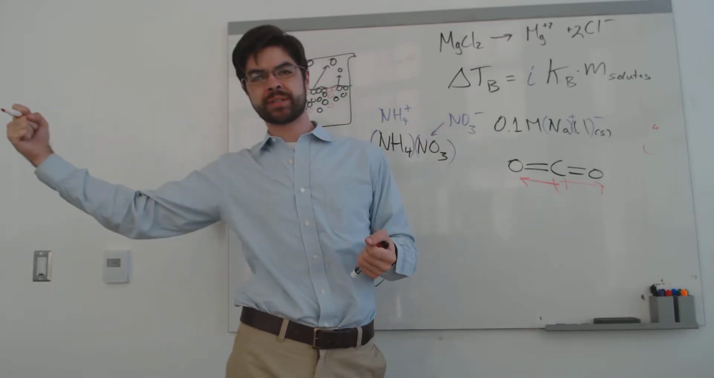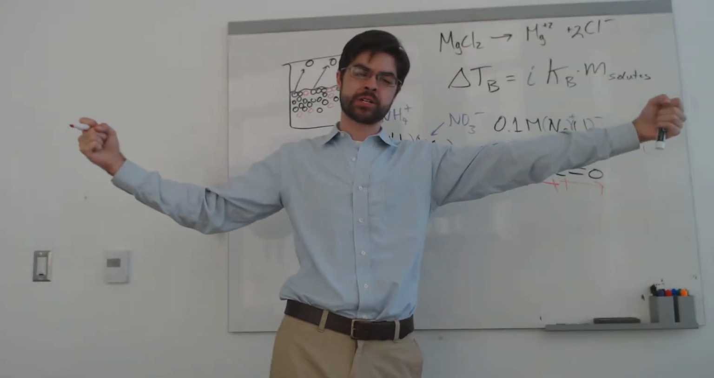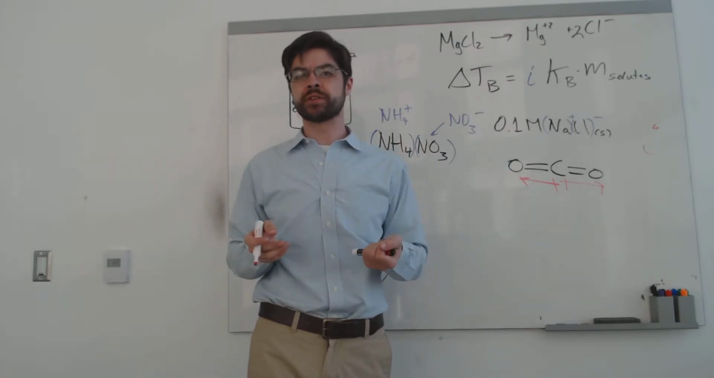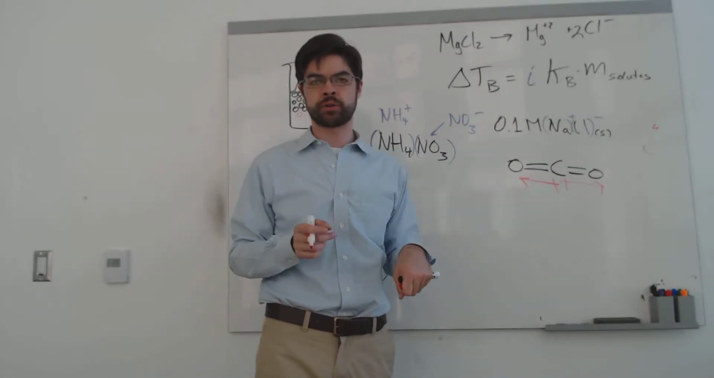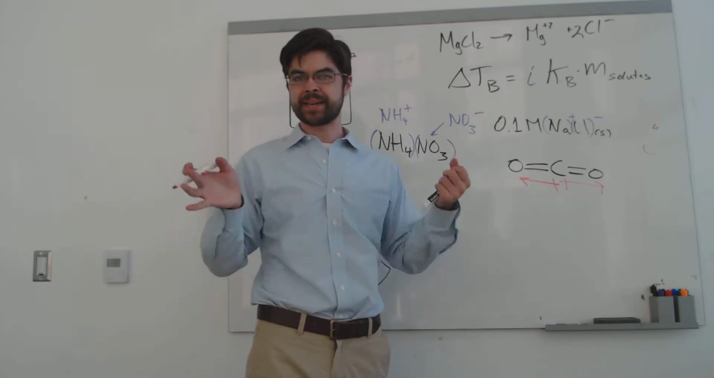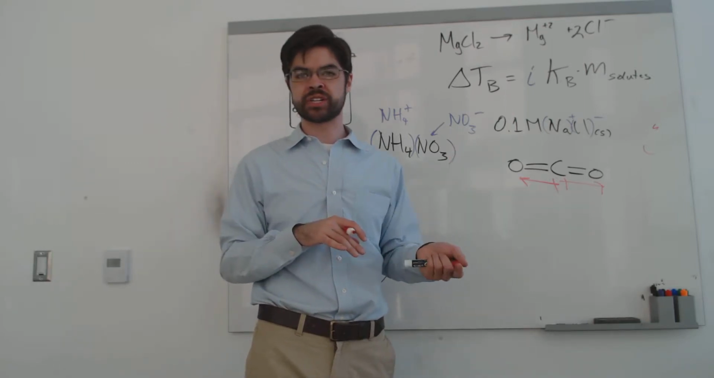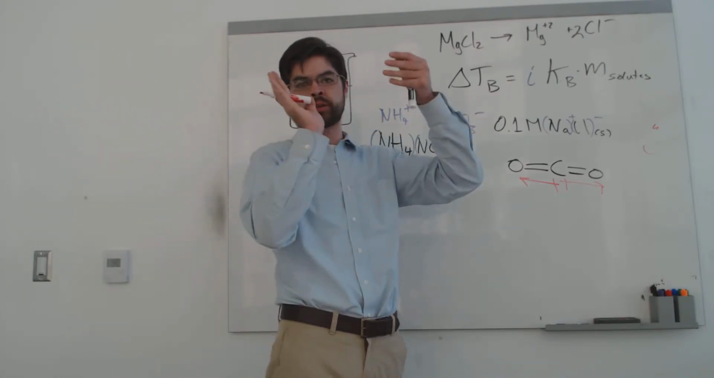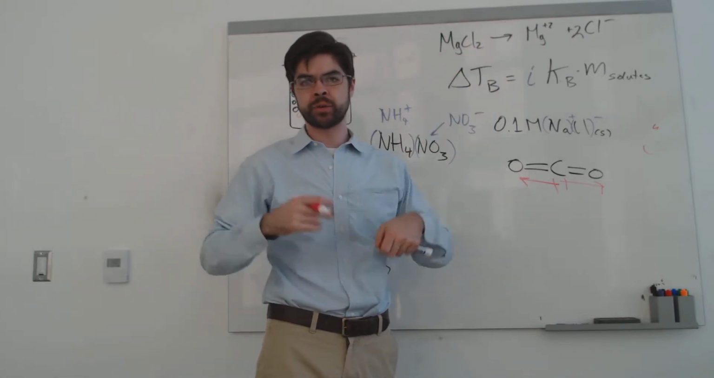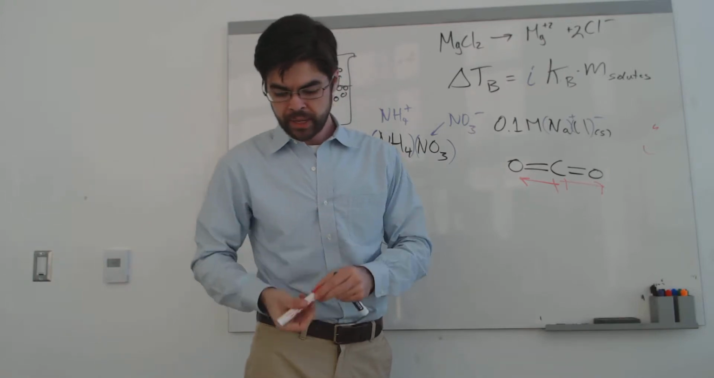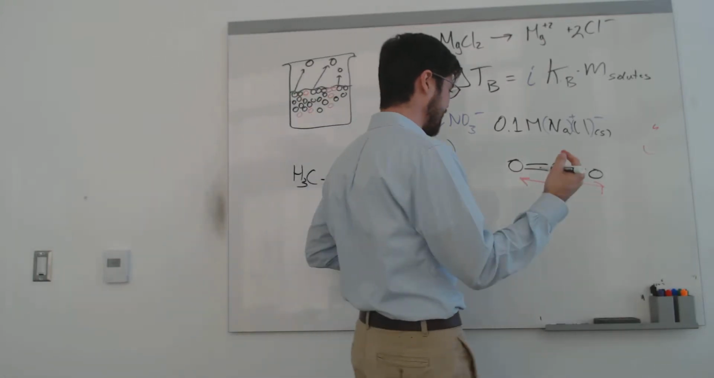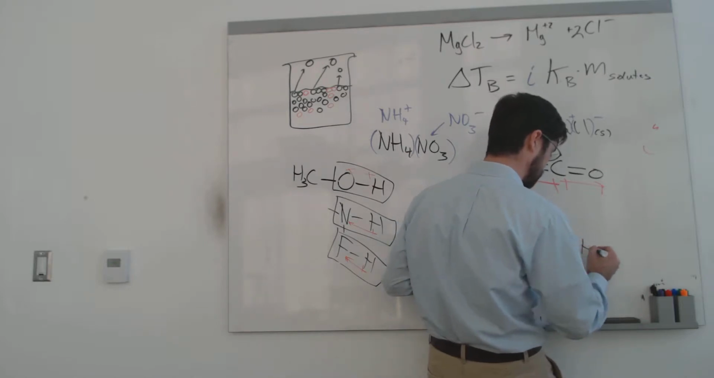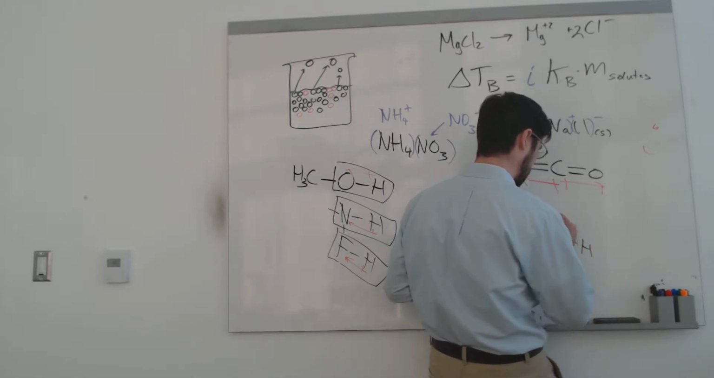I'm pulling electrons to this side just as much as I'm pulling electrons to this side, so there's a net even distribution of electrical charge through this molecule, and it doesn't have a net dipole. A dipole is just an uneven distribution of charge. If you have more electrons on one side of the molecule than on the other side of the molecule, that creates a dipole.